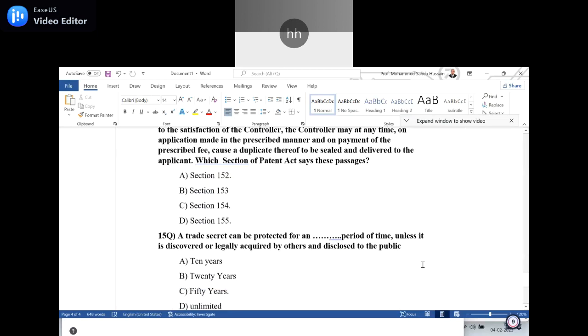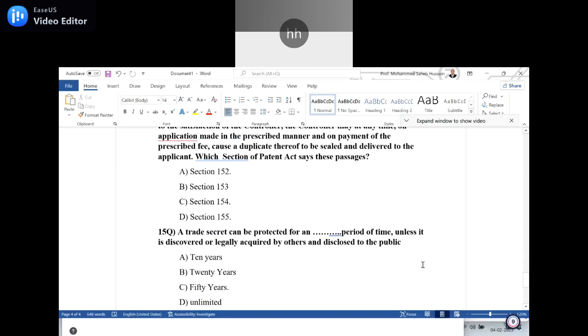Now the 15th question. A trade secret can be protected for a dash period of time unless it is discovered or legally acquired by others and disclosed to the public. Option A, 10 years. Option B, 20 years. Option C, 50 years. Option D, unlimited. Sir, option A, 10 years. D, sir, unlimited. D, unlimited. It is an unlimited period.